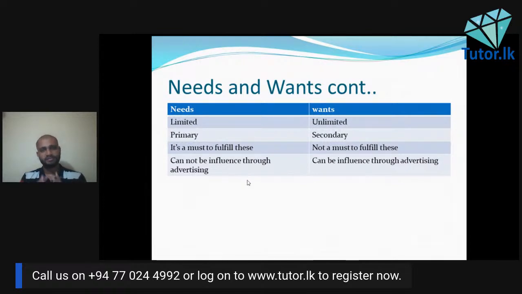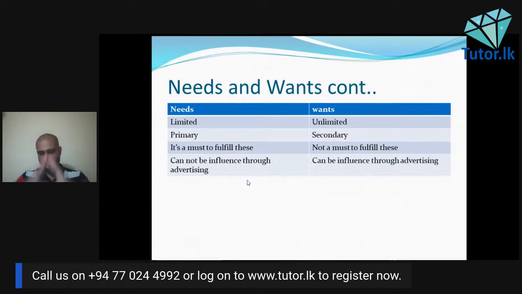The wants are not a must. If you take needs, those have to be there. In that context, we can say wants are secondary. So the first focus should be on needs. For wants, there are unlimited ways you can fulfill the needs. That's why we say wants are unlimited.